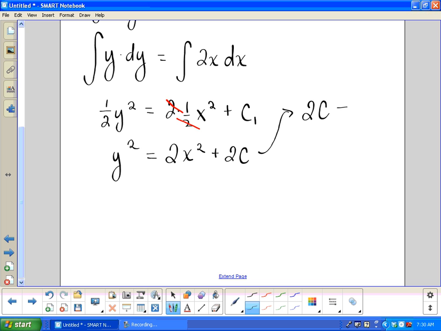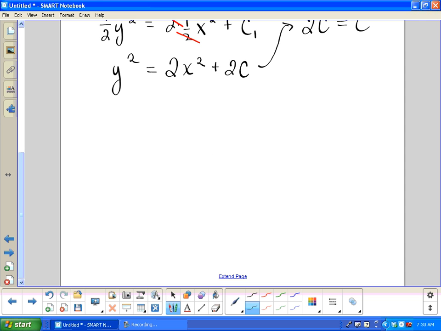So 2c, we're just going to write as c. Anytime you have a constant that's multiplied by a number, a lot of times you'll see e raised to the c power. We're just going to rewrite that as c, because it really doesn't matter. It's just any constant to the c power, or any number times c, just another constant. So we get y squared is equal to 2x squared plus c.